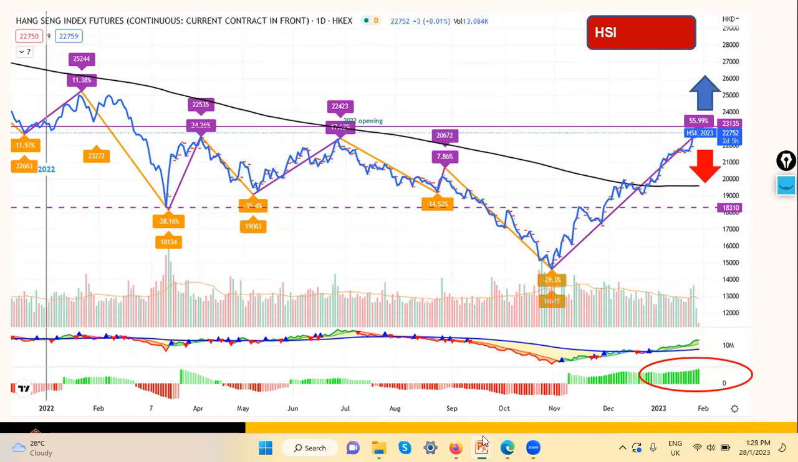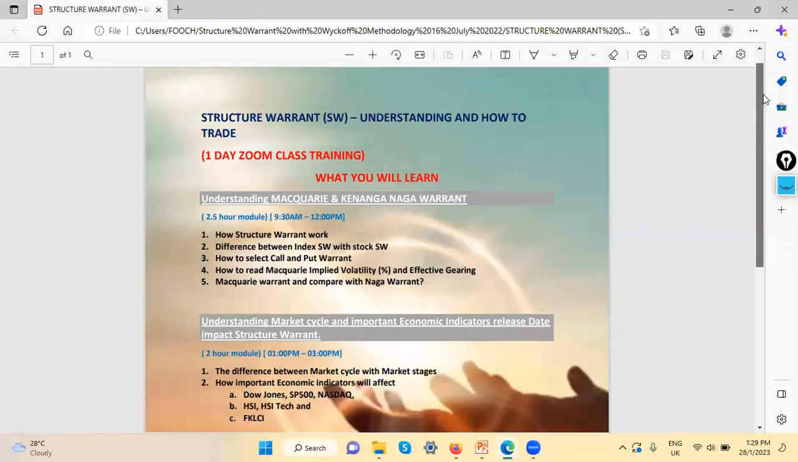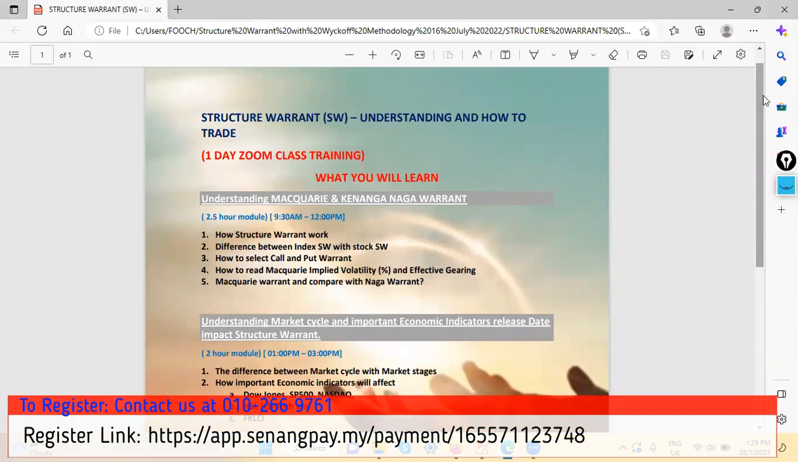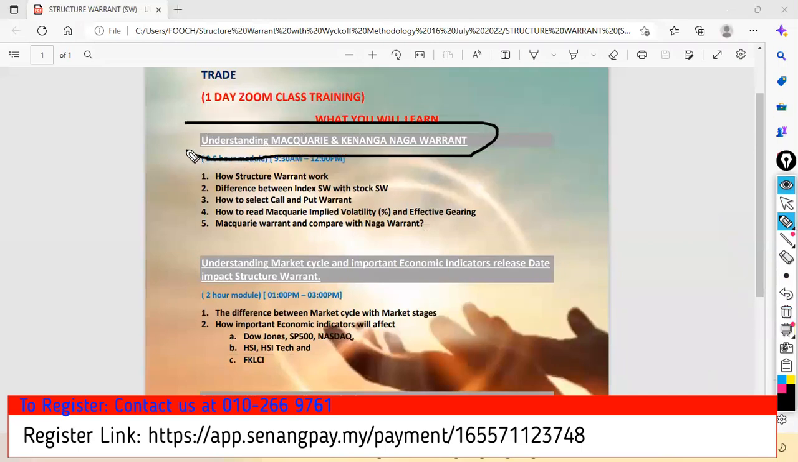Okay, here I just need to explain a little bit about the course, the training, the class that I will conduct coming this February 25th, and what you will learn. The first part will concentrate more on the Macquarie and Kenanga warrants, because we will spend almost half a day to understand the entire structured warrant market available in Malaysia.